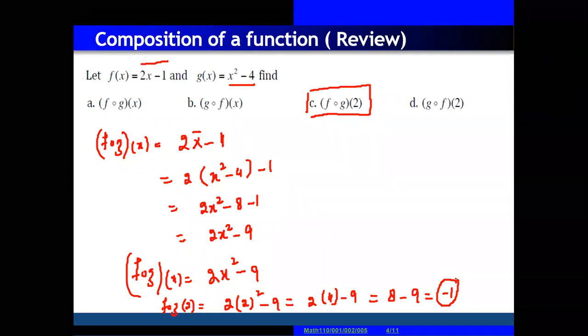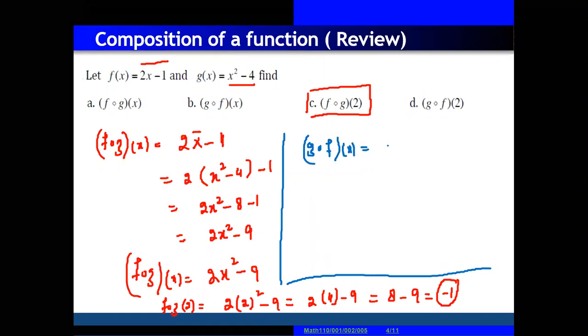Composition of f with g. Same, composition of g with f. So let me solve one example from g with f. Second part, you can see B part. We need to find g composition with f. So same, first of all, write down the g function. We have g function x square minus 4. And then replace x with the f function. We have f function 2x minus 1. So this we have 2x minus 1 whole square. And we have minus 4 outside.